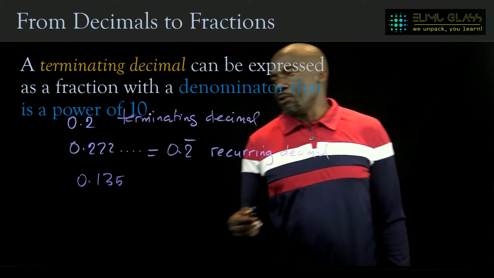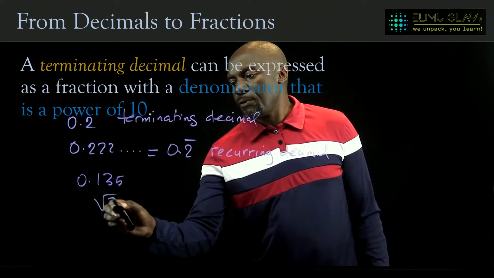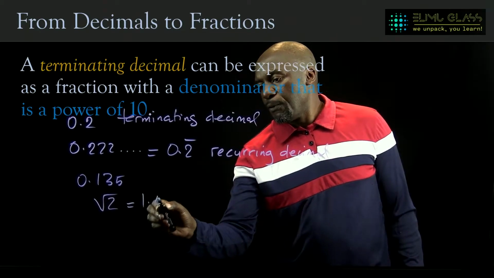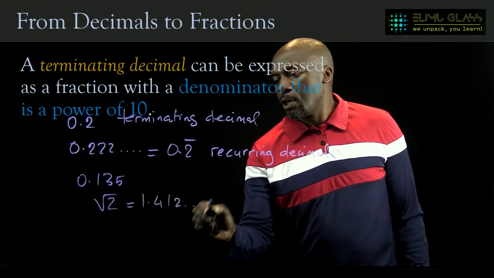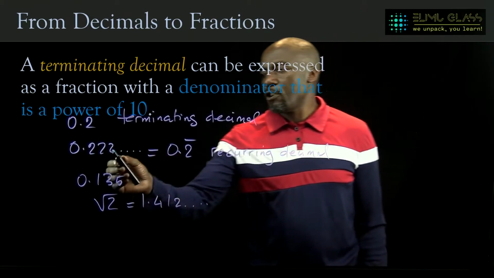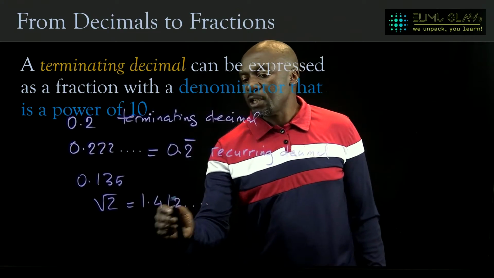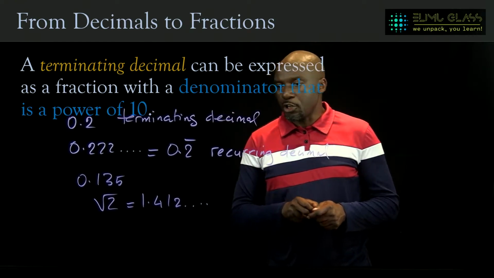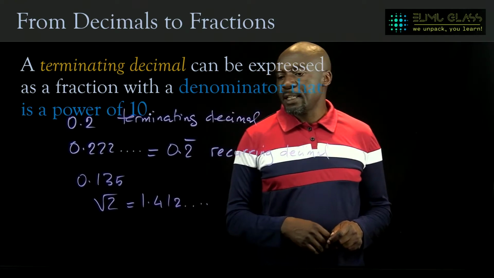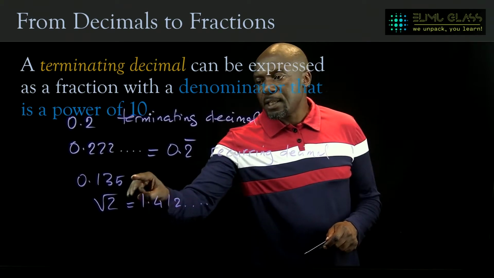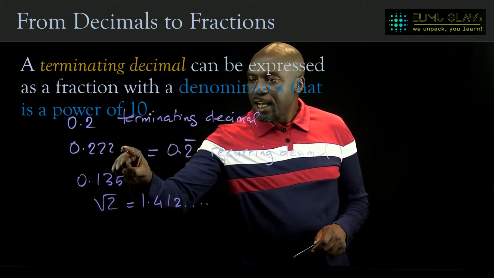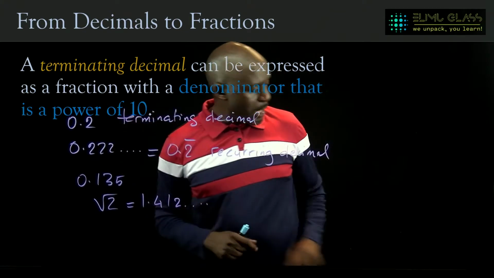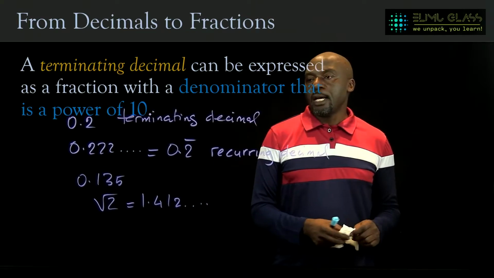Okay? If you tried to express the square root of 2 as a decimal, it will be 1.412 and so on. It does not end and it does not recur. So it's not repeating itself, but it also does not end. Such a number would be referred to as an irrational number. So this is a non-terminating, non-recurring decimal. This is a terminating decimal. This is a non-terminating but recurring decimal. All right? So I'm interested in a discussion involving these decimals.